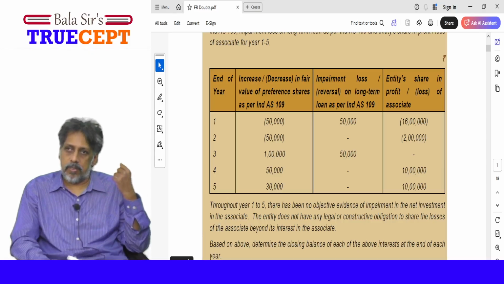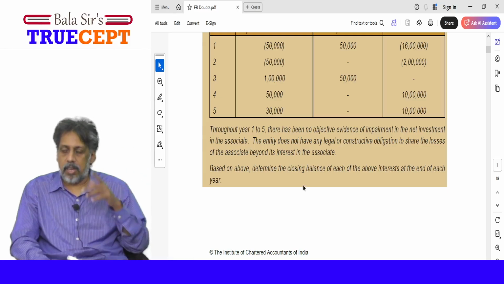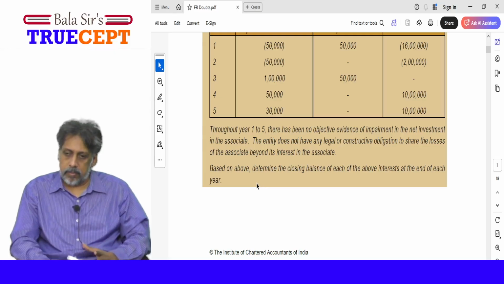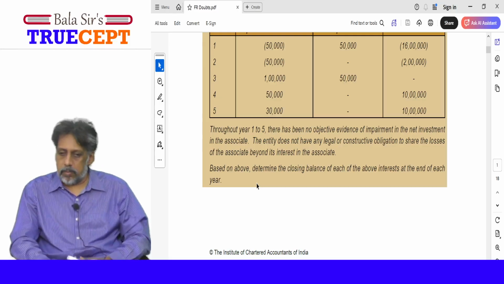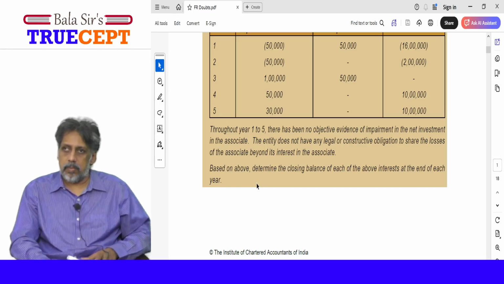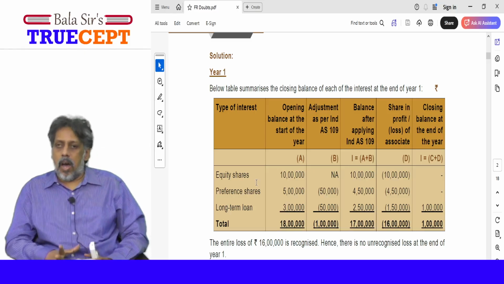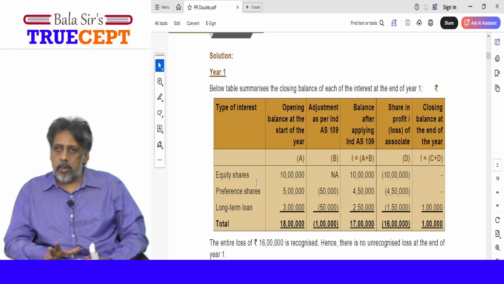Now throughout year 1 to 5, there has been no objective evidence of impairment in the net investment in the associate. The entity does not have any legal or constructive obligation to share the losses of the associate beyond its interest in the associate. That's it. Now, based on the above, determine the closing balance of each of the above interests at the end of each year. Okay, so now we shall go ahead and take on this example.